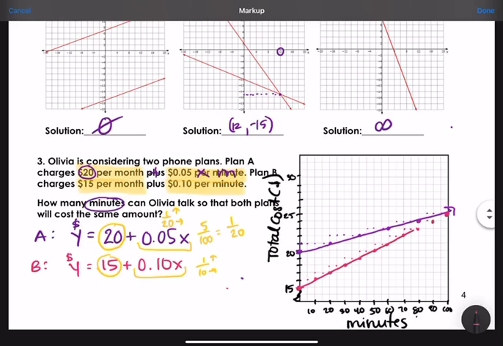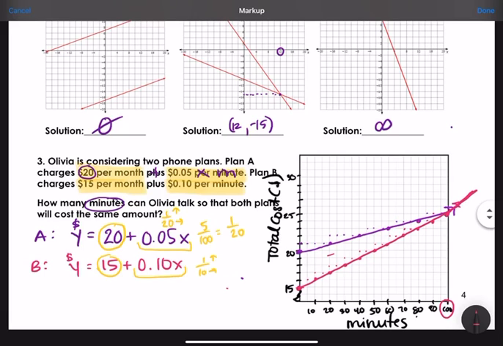So this point right here is showing the amount of minutes, which if I look down is 100, the amount of minutes you have to talk for these phone plans to equal the same amount. Because the purple plan is starting more expensive, but its slope is not as steep because you're paying less per minute. The plan B, or the pink plan, is starting on 15 and it costs more per minute, so the slope is steeper. So after you talk 100 minutes, the pink plan is more expensive and the purple plan will be less expensive.